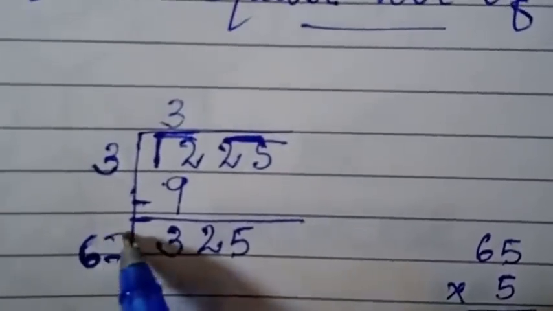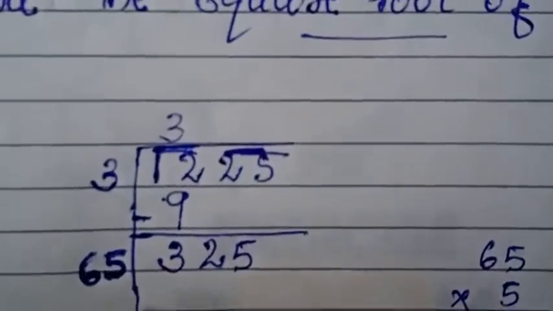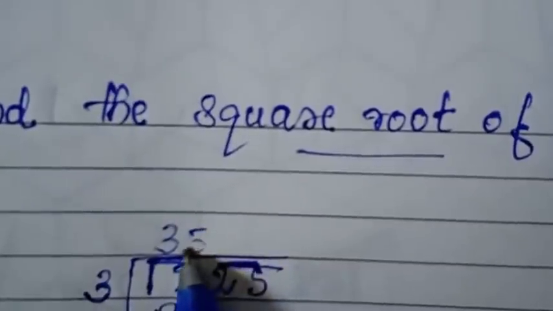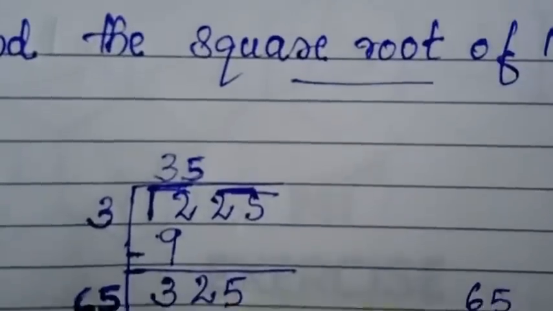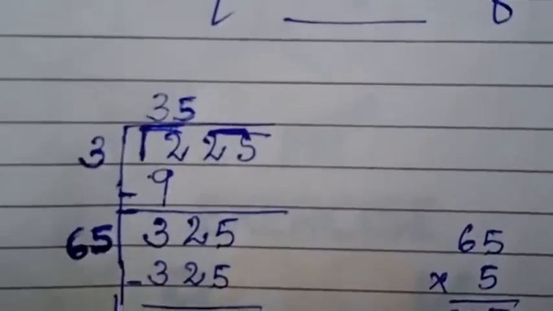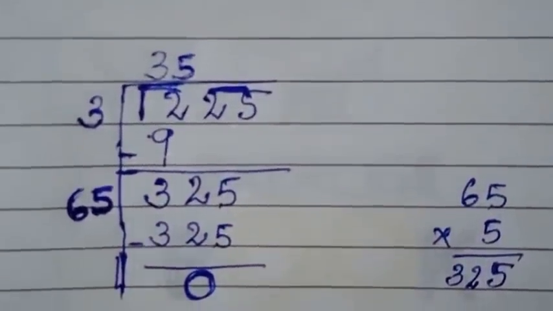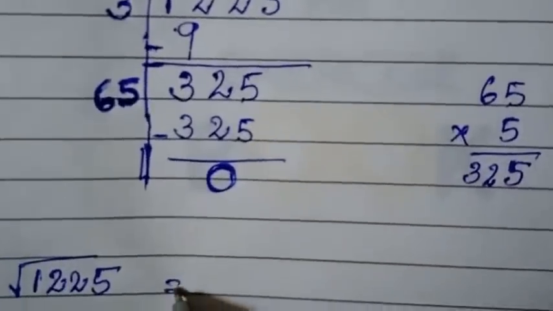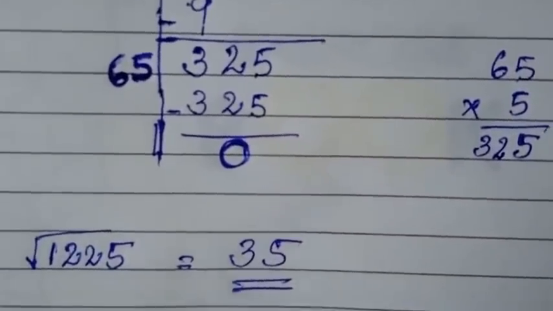In the blank space we will write 5. This number we will write in the quotient also. So we write 5 over here. Understood? So 65 into 5 we get 325. Subtract this number and we get 0. So the square root of 1225 equals, what is the quotient? 35. Understood? This is very easy.